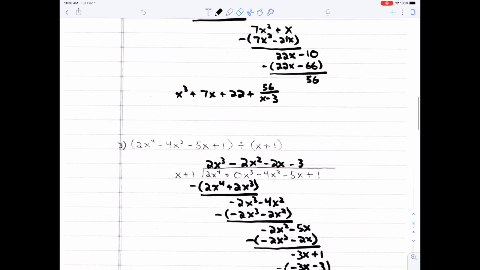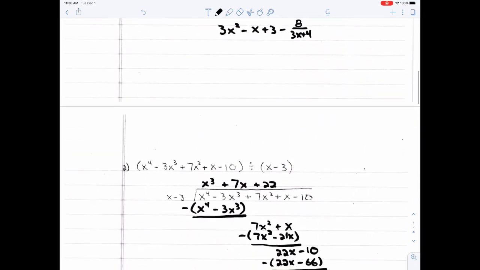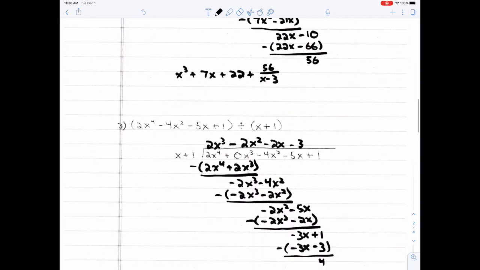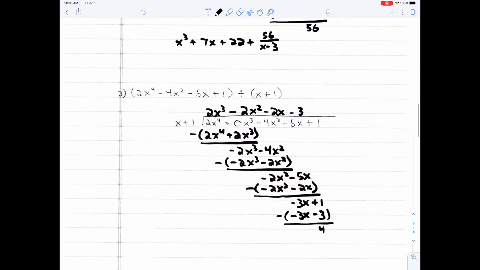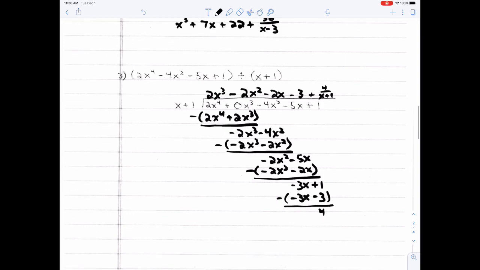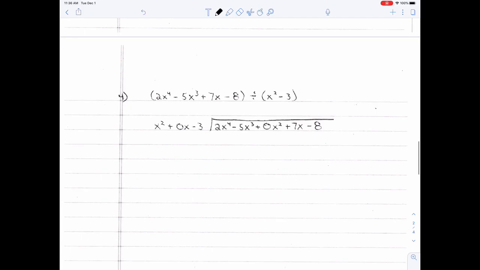Now, on all of these ones up here, I kind of rewrote the whole thing. You don't need to do that. You can just at the top put plus 4 over x plus 1. That's fine with me. Or you can rewrite it all if you want to. Okay? All right, let's take a look at another one.